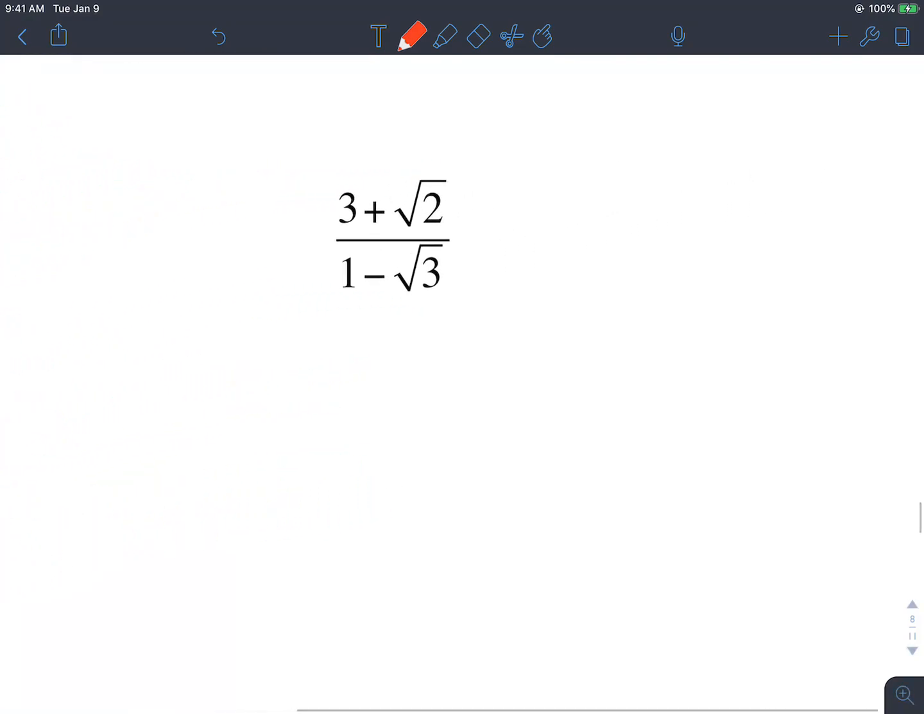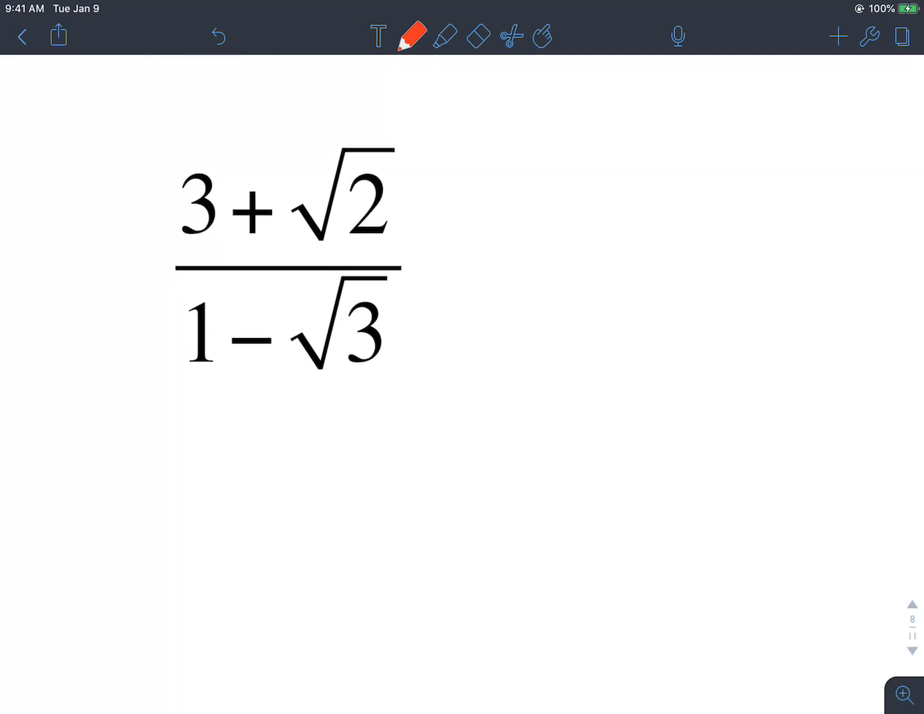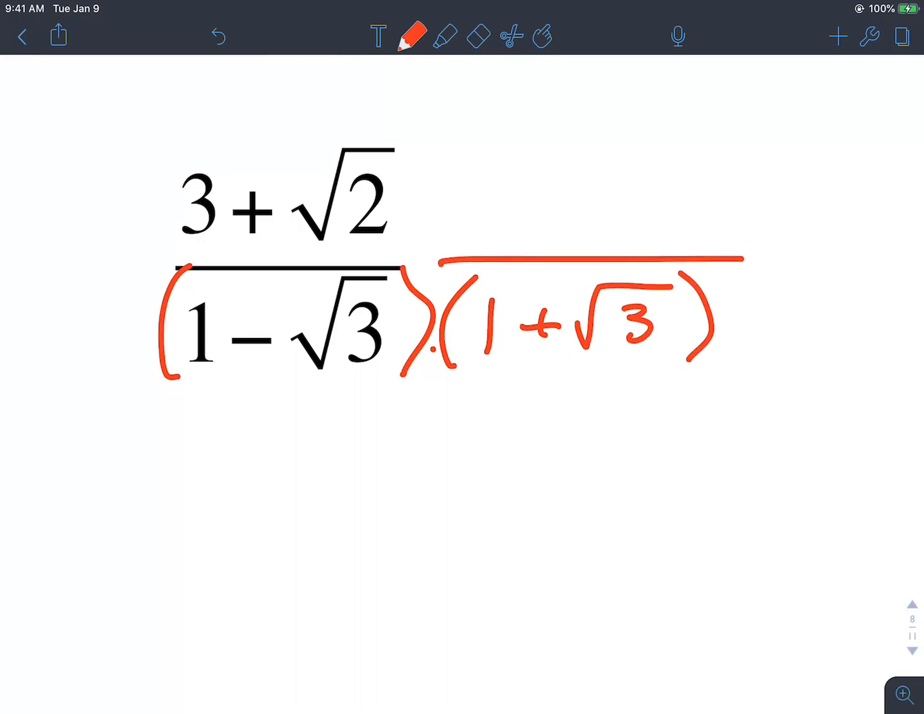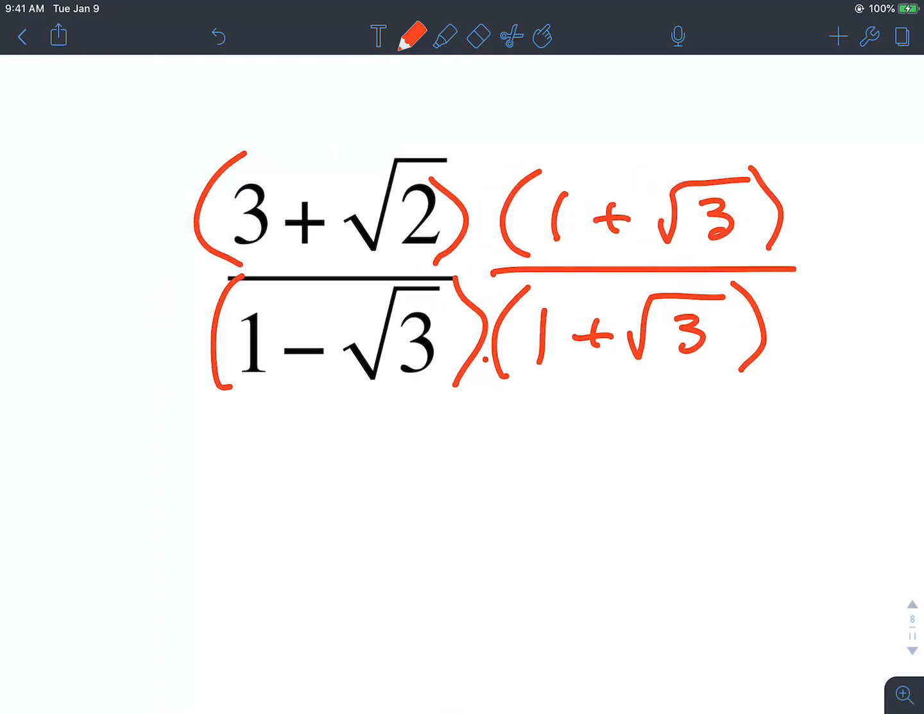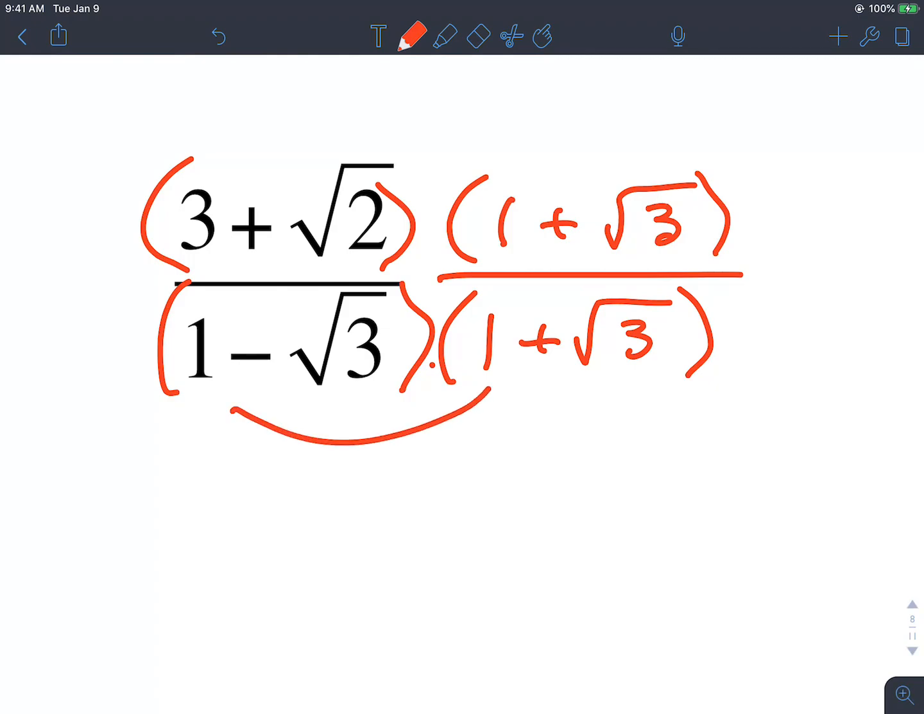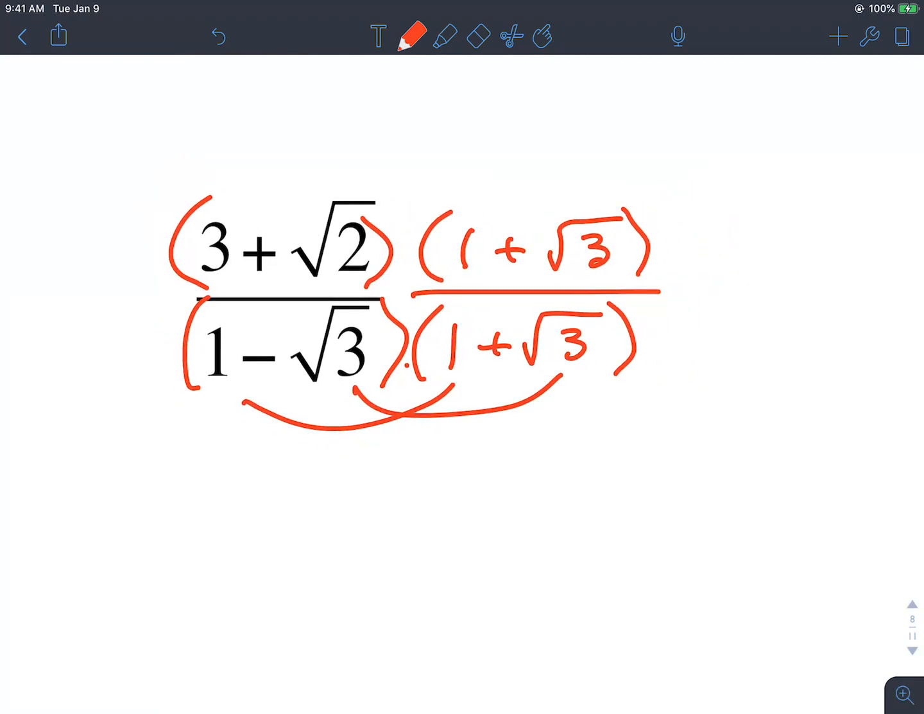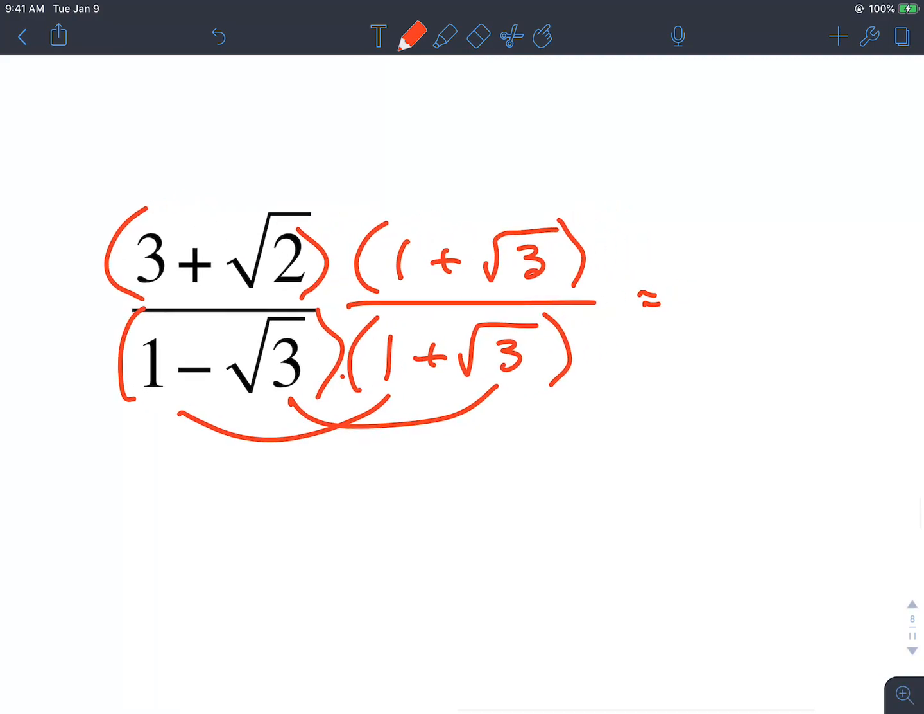Okay, let's do one more here. Another conjugate problem. Let's multiply by the binomial of 1 plus the square root of 3, opposite sign. Whatever you do to the denominator of a fraction, you need to do to the numerator. So FOIL or use your shortcut in the denominator. 1 times 1 is 1. Negative square root of 3 times square root of 3 is just negative 3.